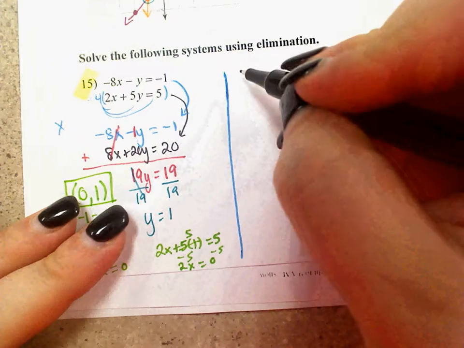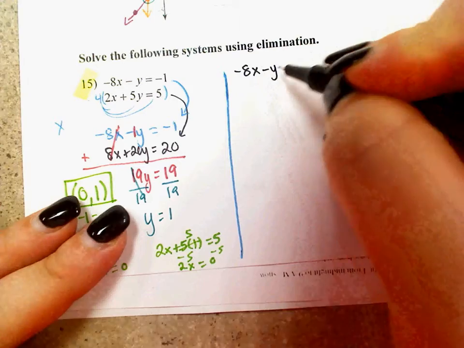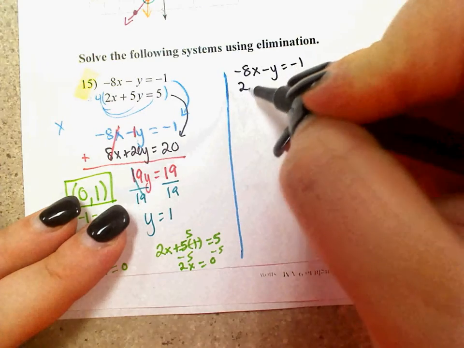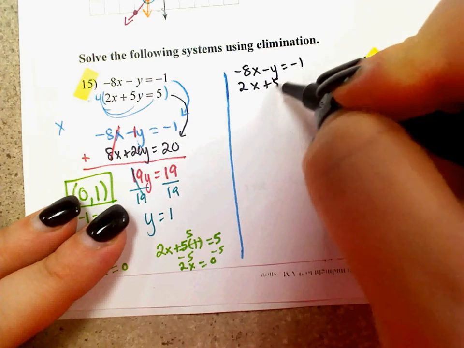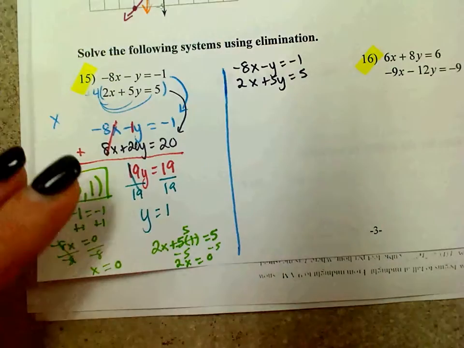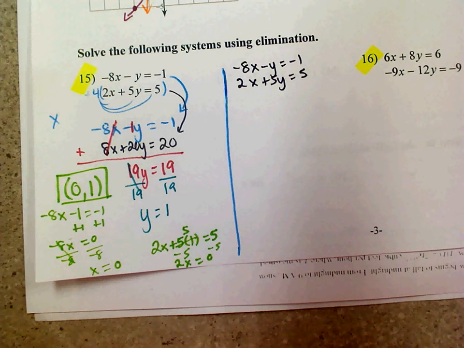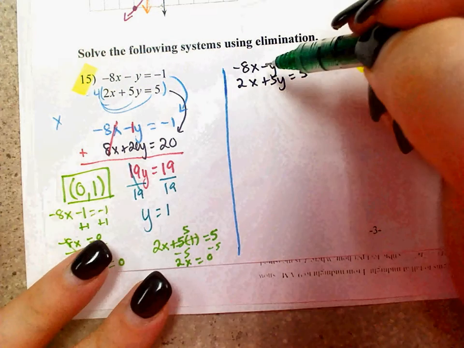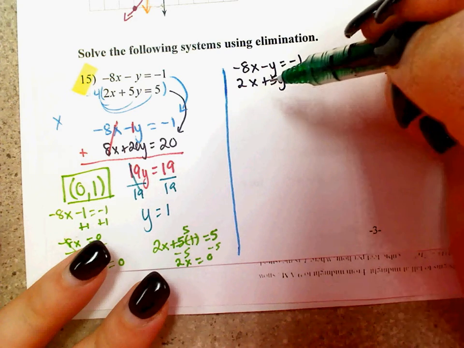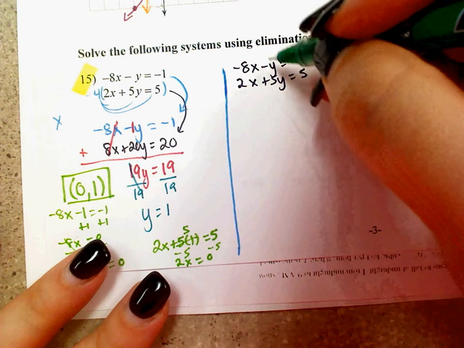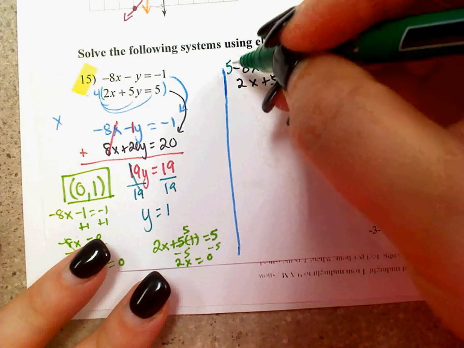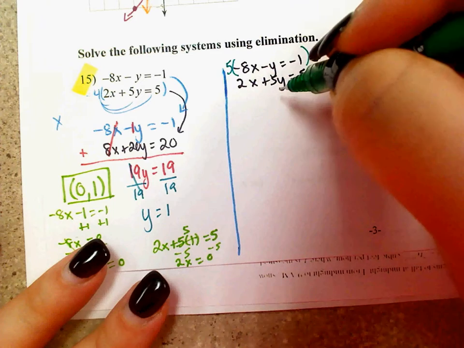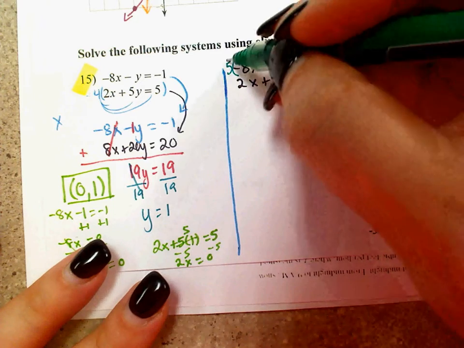What if, instead of targeting the x, I decided to target the y? So what's awesome about both of these situations is that I've got a negative and a positive, okay? If I were to multiply the top equation by a 5, then I have a negative 5 and a positive 5. So I'll go ahead and do that.